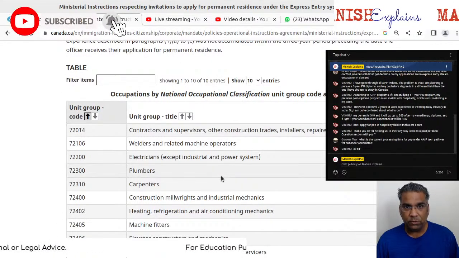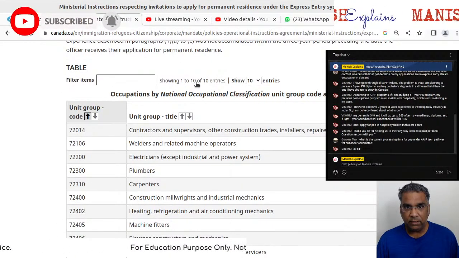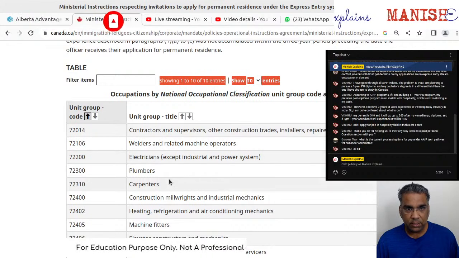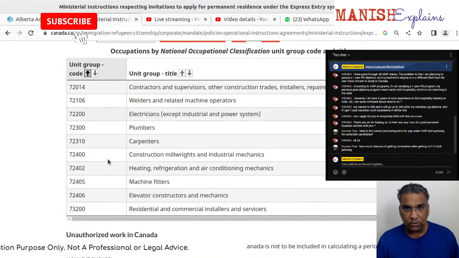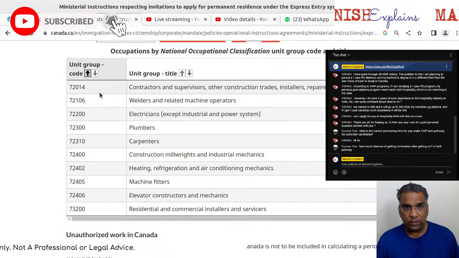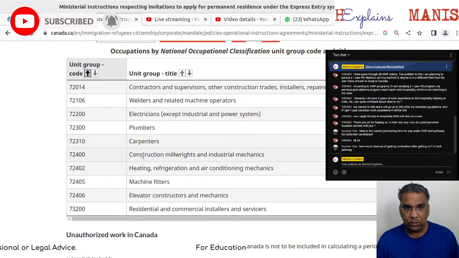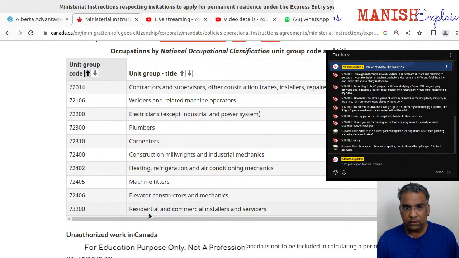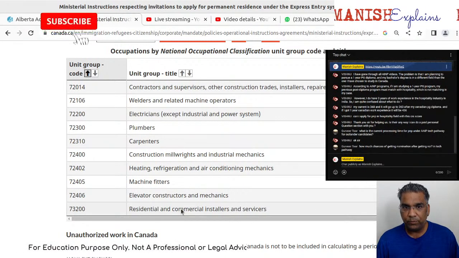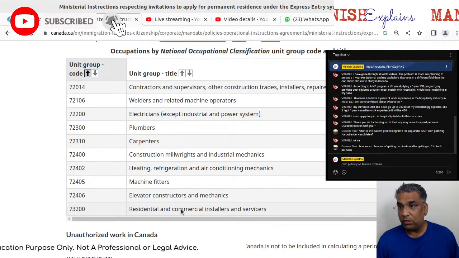Okay, so trade. There are again 10 entries here, and these are the kinds of NOCs: electricians, carpenters, construction, heating, machine fitters, elevator constructors, residential and commercial services installers.